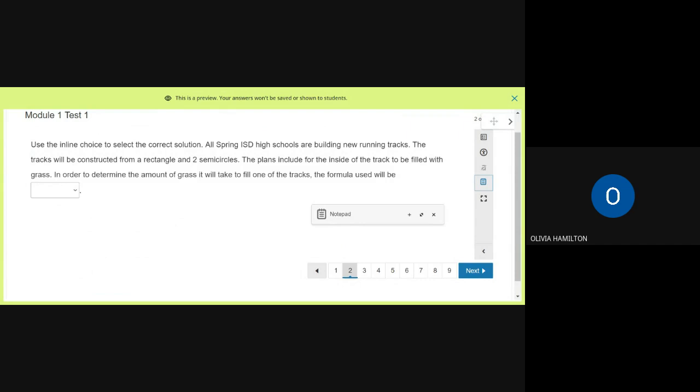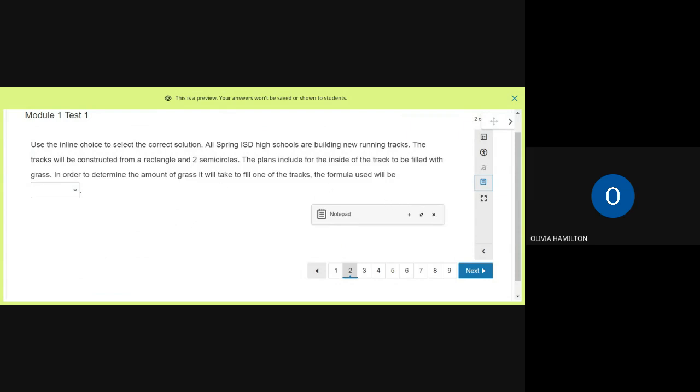All Spring ISD high schools are building new racing tracks. The tracks will be constructed with a rectangle and 2 semicircles. The plans include for the inside of the track to be filled with grass. In order to determine the amount of grass it will take to fill one of the tracks, the formula used will be blank.